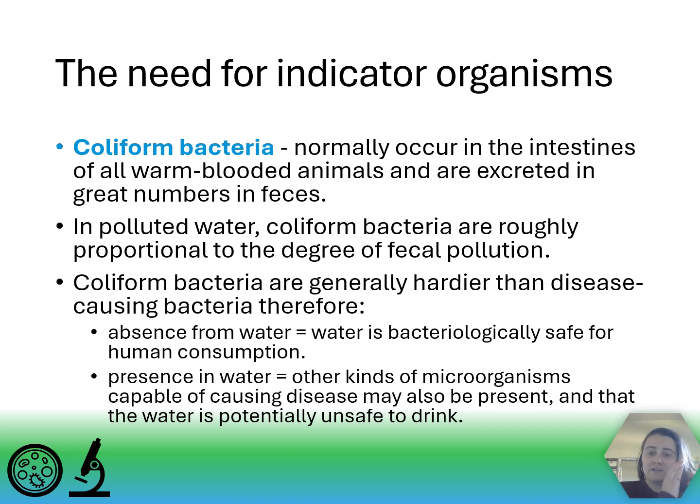If we find coliforms present in water, that indicates that there might be other microorganisms there that have the potential to cause disease, and that water is potentially unsafe to drink. Again, we're not detecting every pathogen. That's not the point. An indicator organism tells us something about the safety relative to a standard, right? So coliform bacteria presence means it's probably unsafe. Coliform bacteria absence means it probably is safe when we think about drinking water.